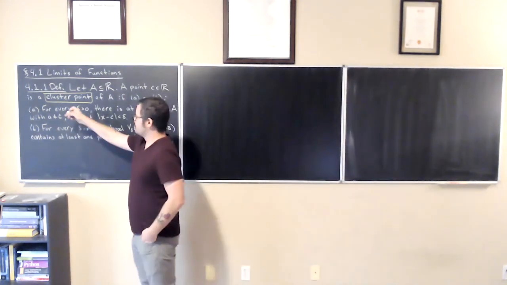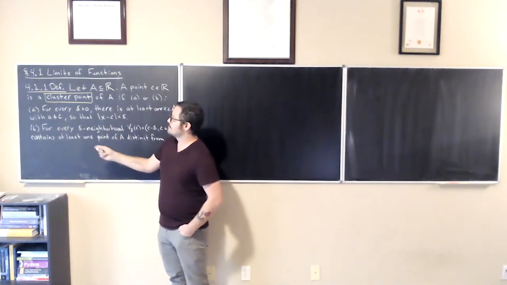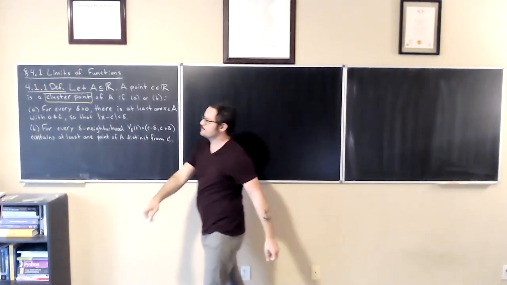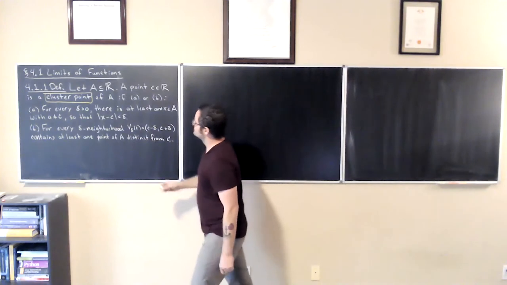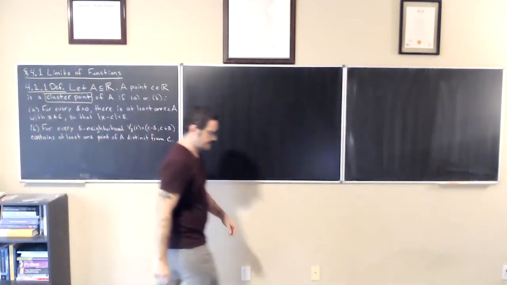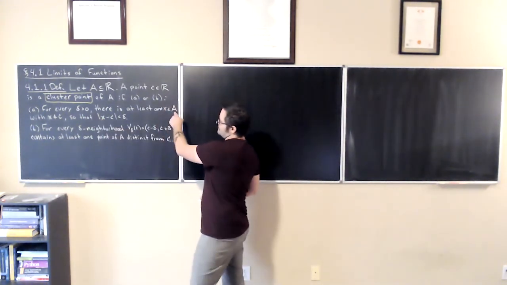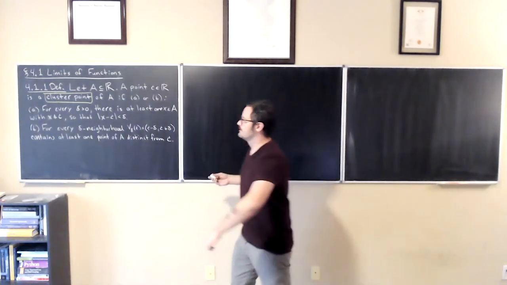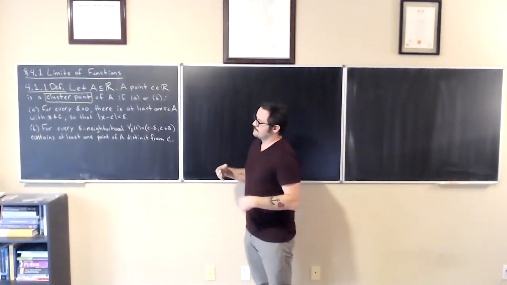So what do they say? The distance or the interval definition says that C is a cluster point of A if for any positive delta you pick, there is an element of A which is different than C, very important, it's different than C, so that the distance from X to C is, oh, this should be X, the distance from X to C is at most delta. Right, so for any positive delta you pick, there's some number in A that's different than C, so that the distance from X to C is at most delta. In that case, C would be a cluster point of that subset of R, A. So that's the interval version.